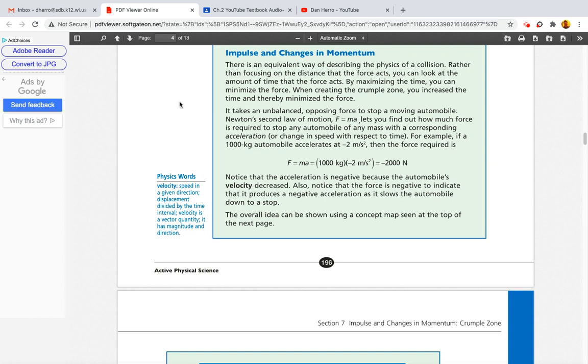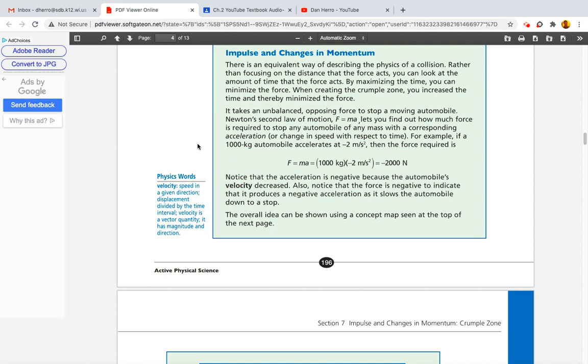For example, if a 1,000 kilogram automobile accelerates at -2 meters per second squared, then the force required is force equals mass times acceleration. So we're taking mass times acceleration to figure out the force. So we're taking 1,000 kilograms, which is the mass, times -2 meters per second squared, which equals -2,000 newtons. So the force equals -2,000 newtons.